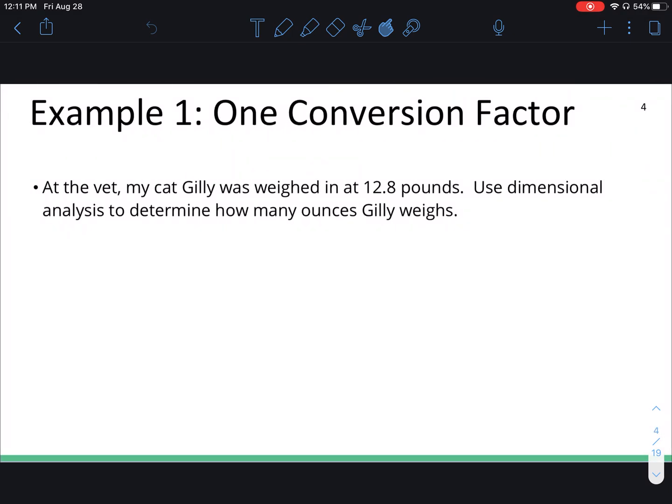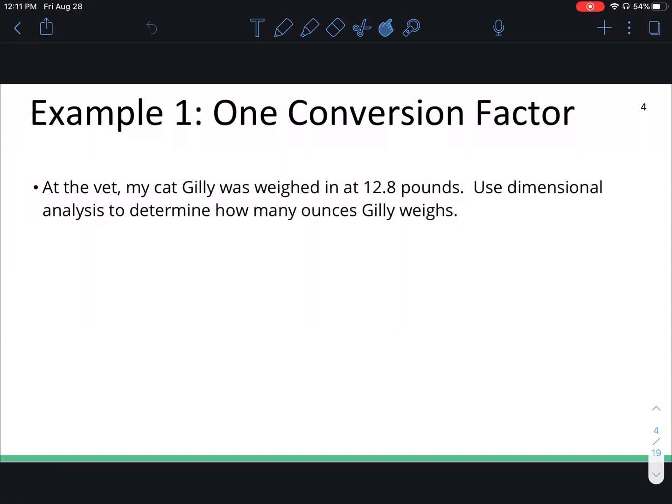All right, let's try an example. At the vet, my cat Gilly weighed in at 12.8 pounds. Use dimensional analysis to determine how many ounces Gilly weighs. So pause the video and try converting 12.8 pounds into ounces. When you're ready for the answer, press play.